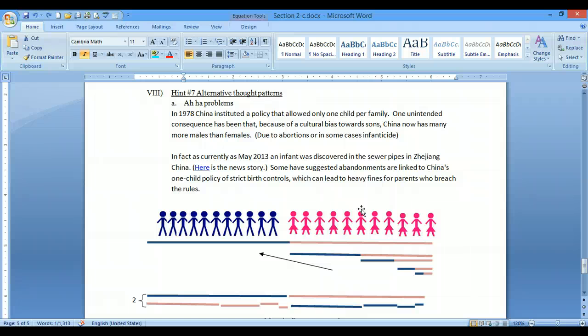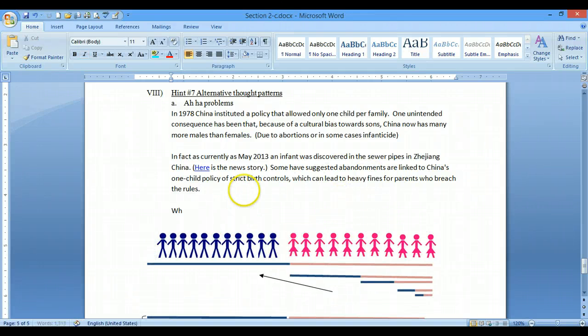As of May 2013, an infant was just discovered in the sewer pipes in China. Some have suggested that abandonments like this are linked to China's one-child policy and its strict rules and heavy fines for parents who breach that. So, what if China changed their policy to be a one-son policy instead of a one-child policy? What would that do to China's population?